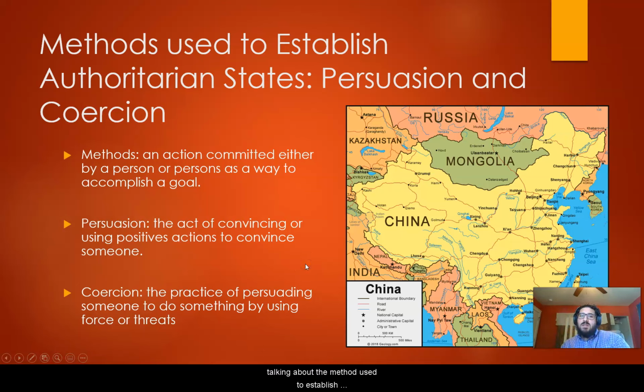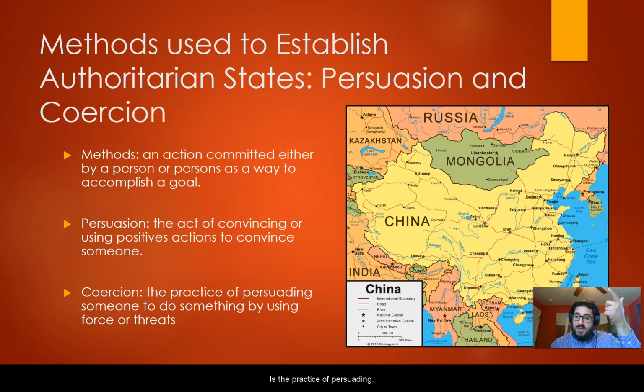So today we're talking about the methods used to establish authoritarian states, persuasion and coercion. Just as a refresher, a method is an action committed either by a person or persons as a way to accomplish a goal. In today's video we're talking about two different components of the same umbrella. Persuasion is the act of convincing someone using positive actions or any sort of means to convince somebody. And coercion is the practice of persuading through violence, through force, through threats.